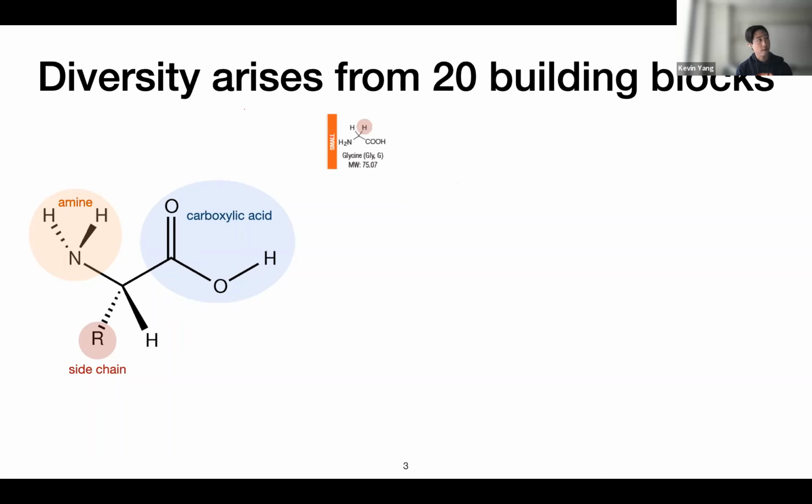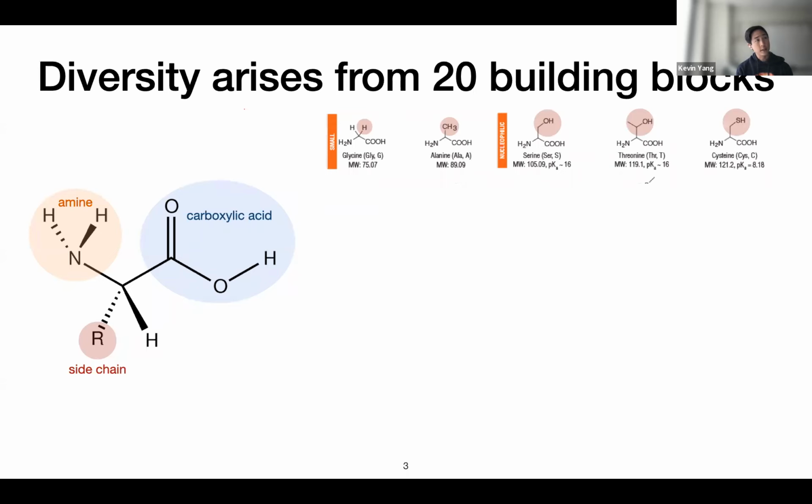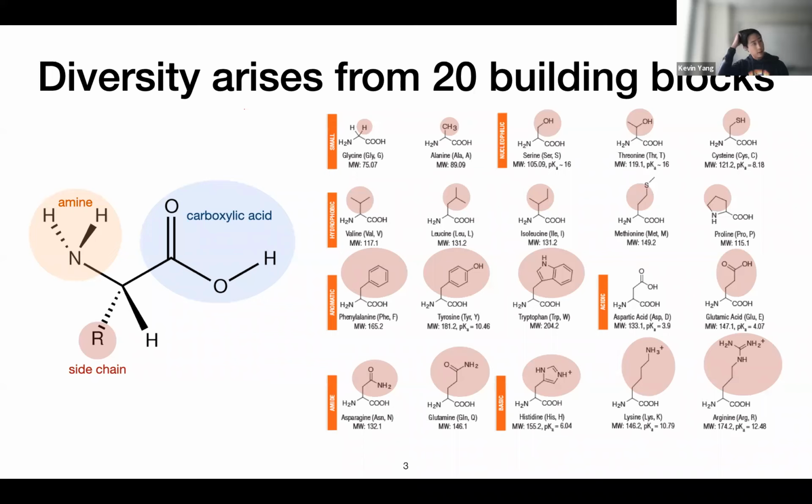Some of these might include, for example, in glycine, the side chain is just a hydrogen. In alanine, it's a methyl group. In serine, it's a carbon and an OH. In threonine, we add a methyl to that. For cysteine, we have an SH group. And you can see there's a diversity of chemical and physical properties across these side chains. I don't know why aspartic acid didn't get highlighted. I missed one. And just for convention, each of these amino acids has a name like glycine or alanine. It also has a 3-letter code and a 1-letter code, which you use for notational convenience.